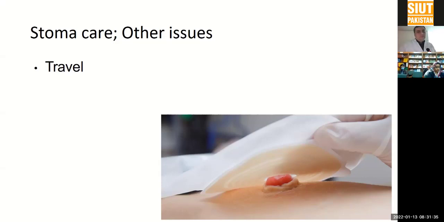The next question patients asked: can they travel? Every travel, bike, car, bus, cruise ship, anything, or is there any contraindication to traveling? Dr. Jamal, you should carry all the supplies in your handbag. So if you have a patient who is about to travel to the USA and he came to you, what advice will you give him?